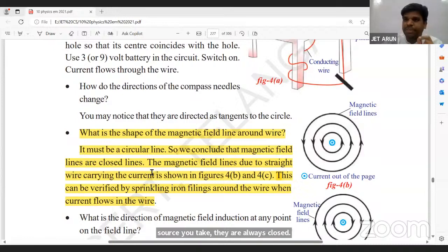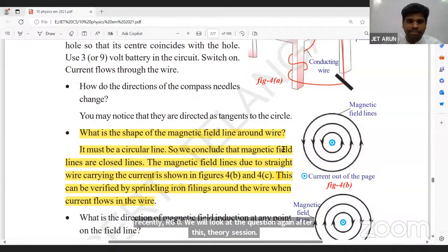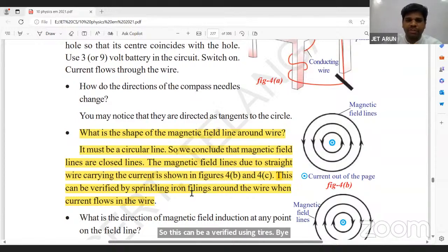That has far-reaching mathematical consequences, physical consequences also, which are dealt with in intermediate. These are the foundations for the intermediate concepts, students. You need these foundations to be strong. And these are repeated questions. This question came recently in RGC. We will look into the question again after this theory session. We'll go for the problem session. Then we will see this question. It came in a previous year. So this can be verified by sprinkling iron filings around the wire when the current flows in the wire.